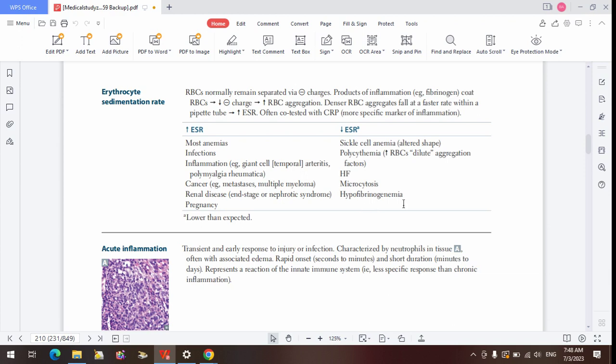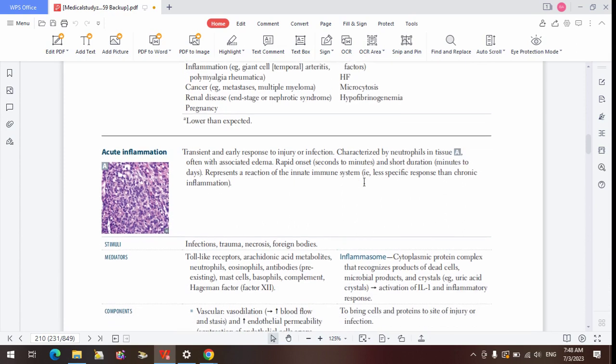Hypofibrinogenemia is straightforward. With hypofibrinogenemia, there's no fibrinogen, so ESR will drop. The only one that we cannot explain is heart failure, because typically heart failure should normally cause increased ESR, but the pathophysiology for heart failure causing reduction in ESR is not actually known. So we should just have that in the back of our mind, that heart failure is the only one that causes reduction in ESR by an unknown mechanism. Some people are talking about drugs and all those things, but the pathophysiology is not actually known for heart failure.